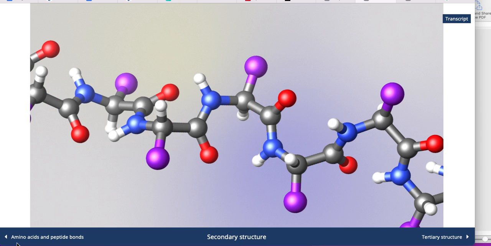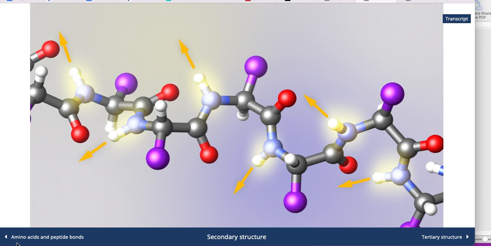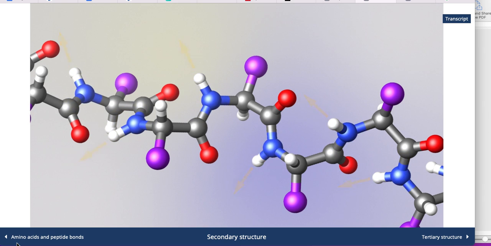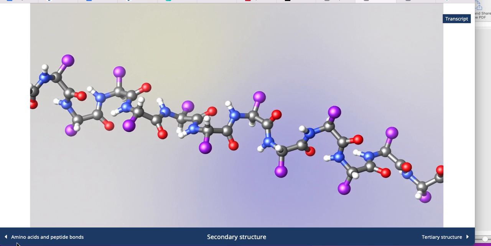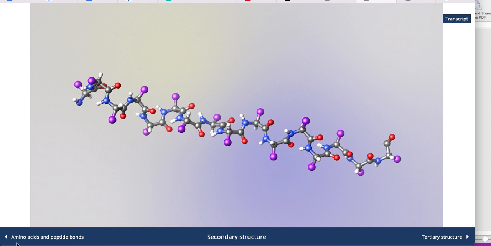Limited rotation is one factor that constrains the secondary structure of the polypeptide. Another factor to consider is hydrogen bonding. Each backbone NH group is a hydrogen bond donor, and each carbonyl group is a hydrogen bond acceptor. A polypeptide chain often folds so that its hydrogen bonding groups interact with each other. This can produce two types of regular secondary structure, the alpha helix and the beta sheet.